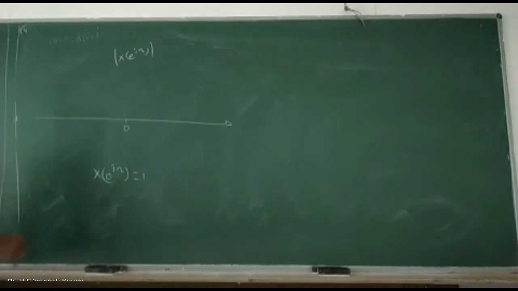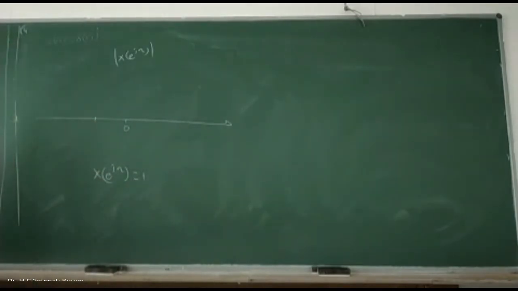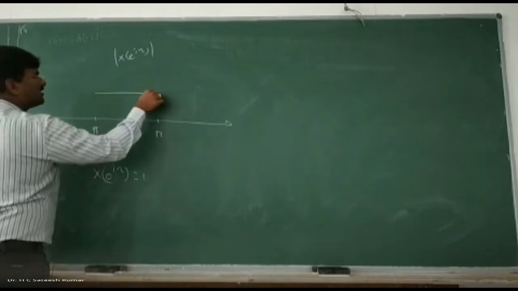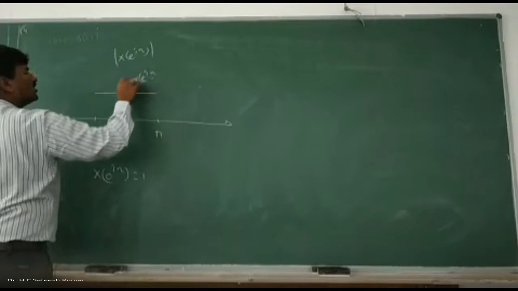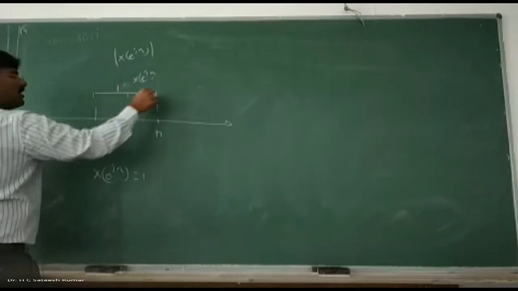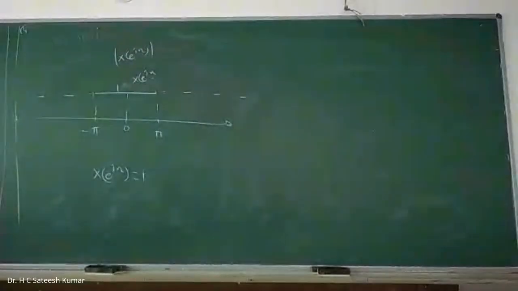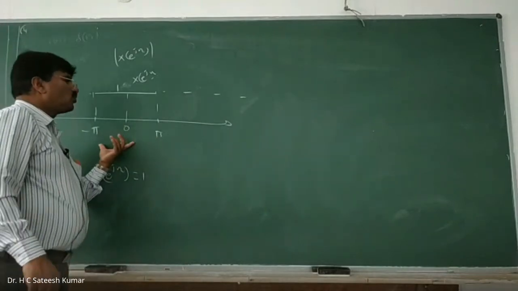X of e to the power of j omega is equal to 1 means it is constant. But we all know that X of e to the power of j omega is periodic with a repetition period of 2 pi. You write only for one cycle, minus pi to plus pi, where its value is 1. The same thing will repeat up to infinity and minus infinity. Periodic means after one cycle, every 2 pi, the same thing is repeated.